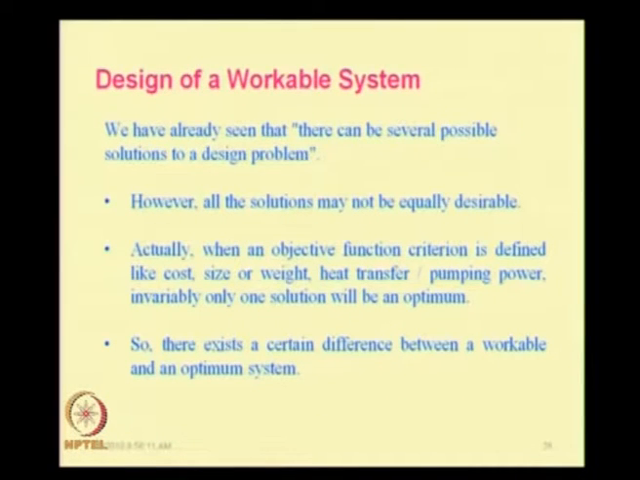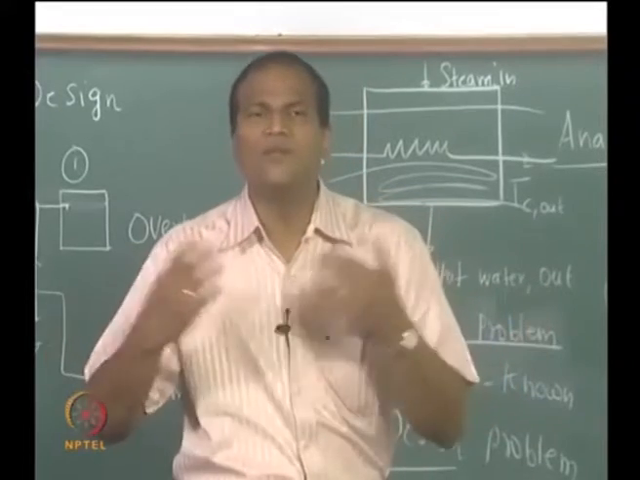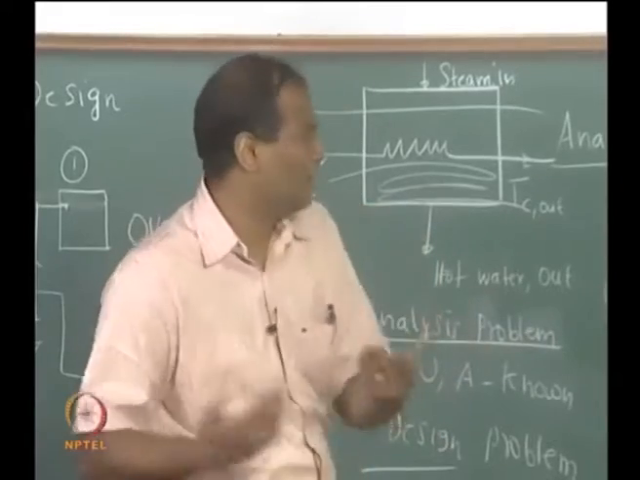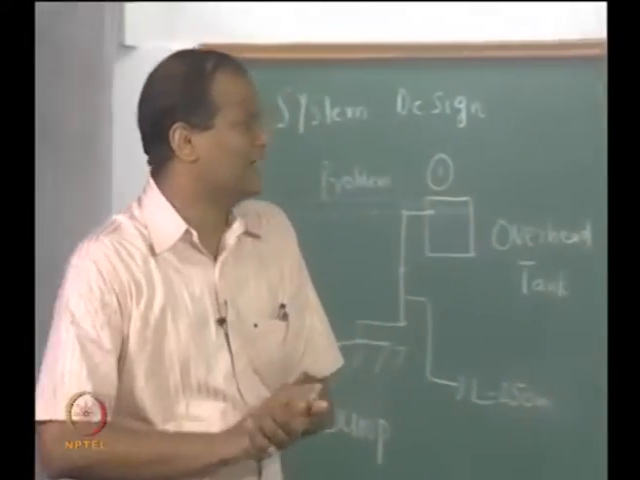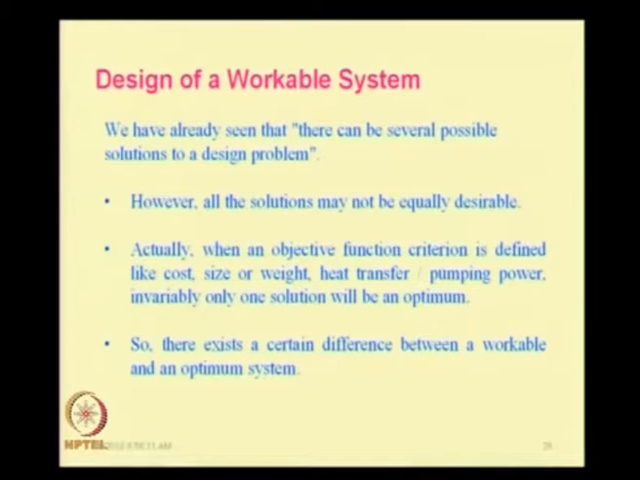Now we will go to design of a workable system. In yesterday's class we already saw that there are several possible solutions to a design problem, but all solutions are not equally desirable. Some solutions are better than others, and how some solutions are better than others depends upon the objective function, and on the analyst, on what the user wants to call desirable or not. When an objective function criterion is defined, it could be cost, weight, heat transfer to pumping power, specific fuel consumption, whatever, invariably there will be only one solution which will be an optimum.